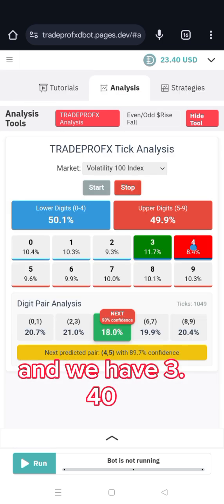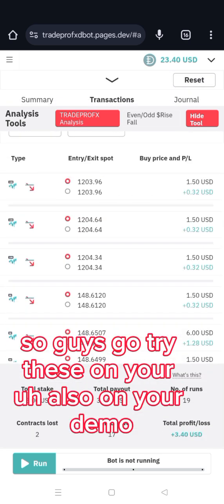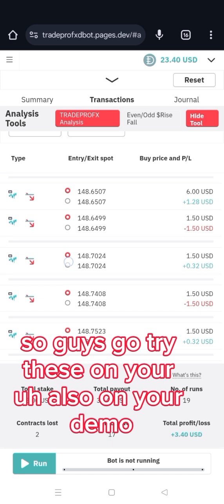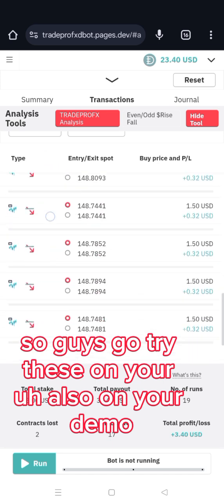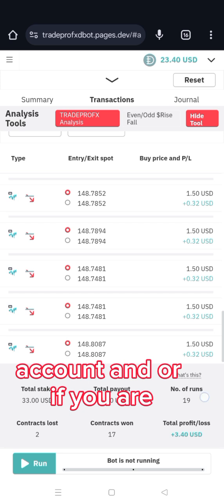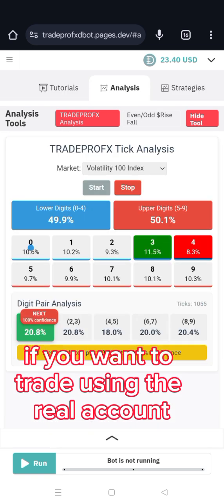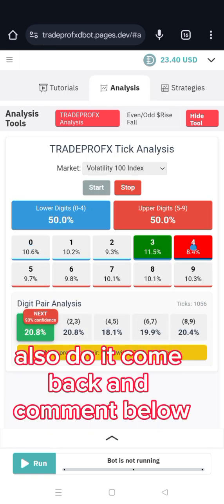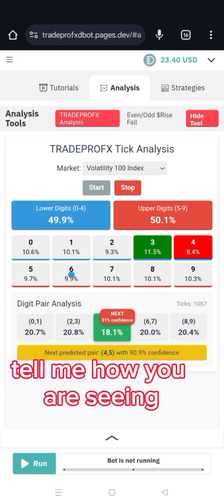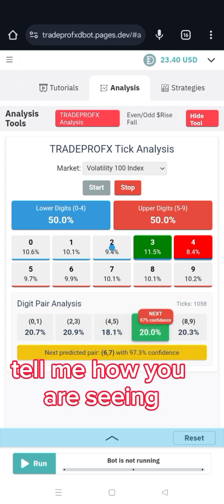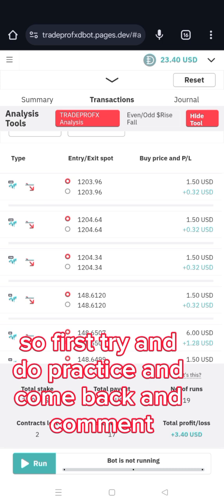3.40. So guys, go try this on your demo accounts, or if you want to trade using the real account, also do it. Come back and comment below. Tell me how you are seeing it. So first try and do practice and come back and comment below.